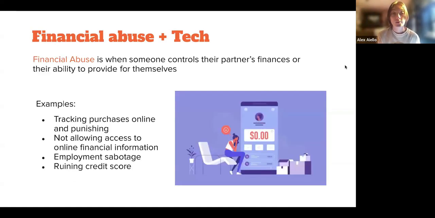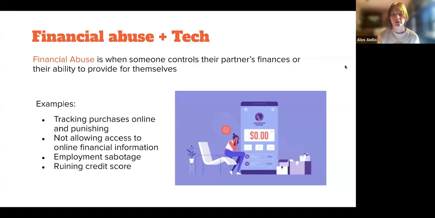Another common form of abuse that takes place on technology increasingly is financial abuse. So that's when someone controls their partner's finances or their ability to provide for themselves. This could be tracking purchases online and punishing. So seeing, okay, you just shopped at this store. Why would you spend your money there or our money there? Preventing someone from spending money in the way that they want and punishing them for spending in a way that they choose to. It could also be not allowing access to online financial information.